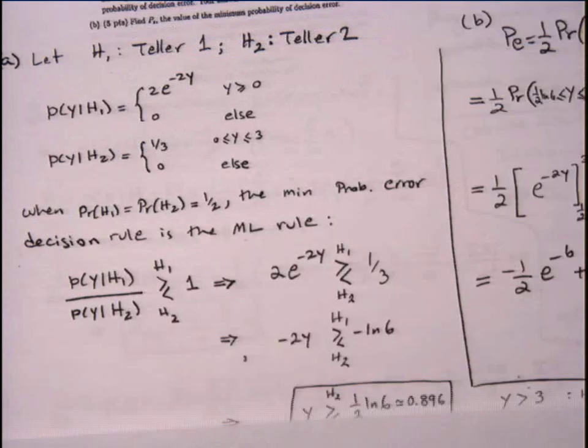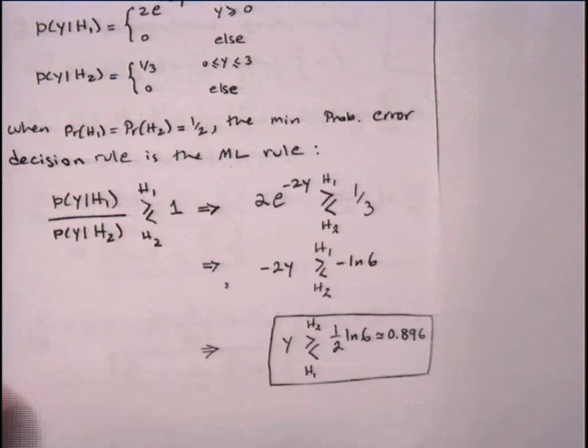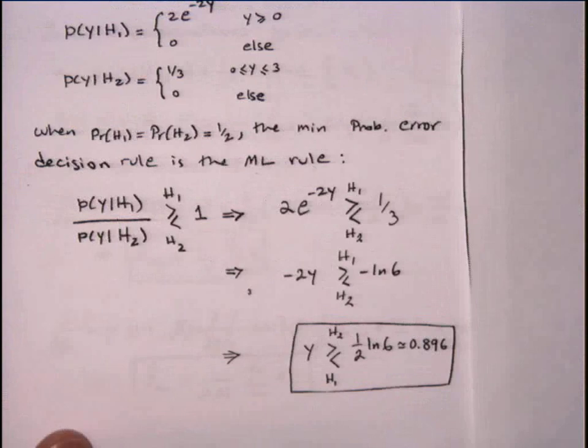And now you just write down the minimum probability of error decision rule with equal prior probabilities. And the decision rule is simply this. With the right-hand side is a ratio of 1/2 to 1/2. So it's just 1. And you simplify, and you get that y is 1/2 log of 6. Okay?